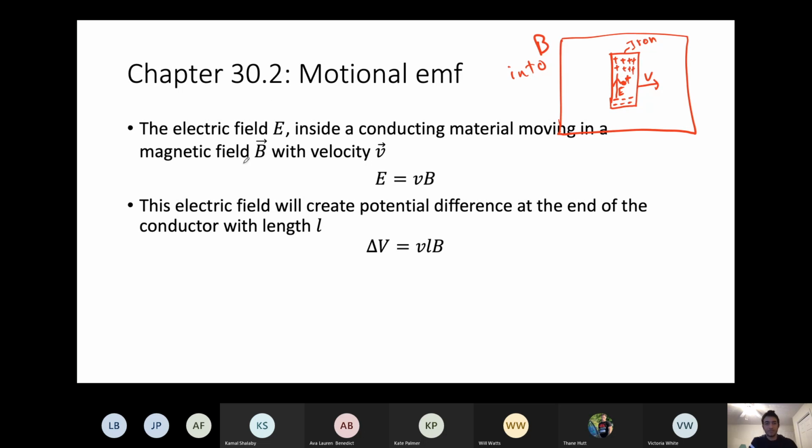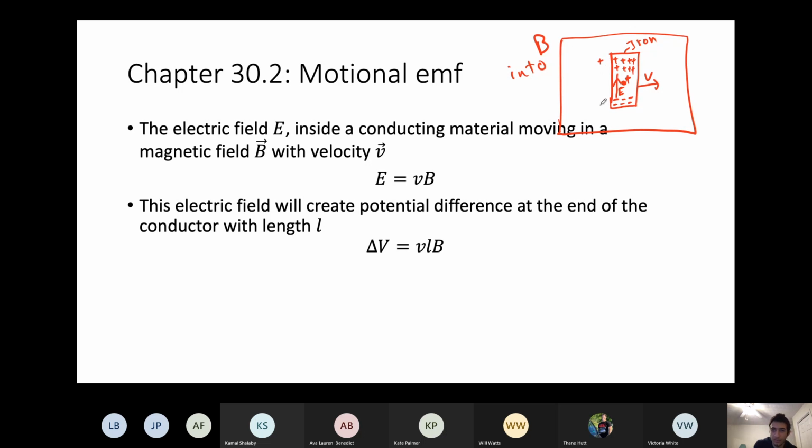Forget about this sentence, it is badly worded. If you have a conducting material moving in a magnetic field with velocity v, it would have an electric field inside it, and this electric field is equal to the velocity multiplied by the magnetic field, E = vB.